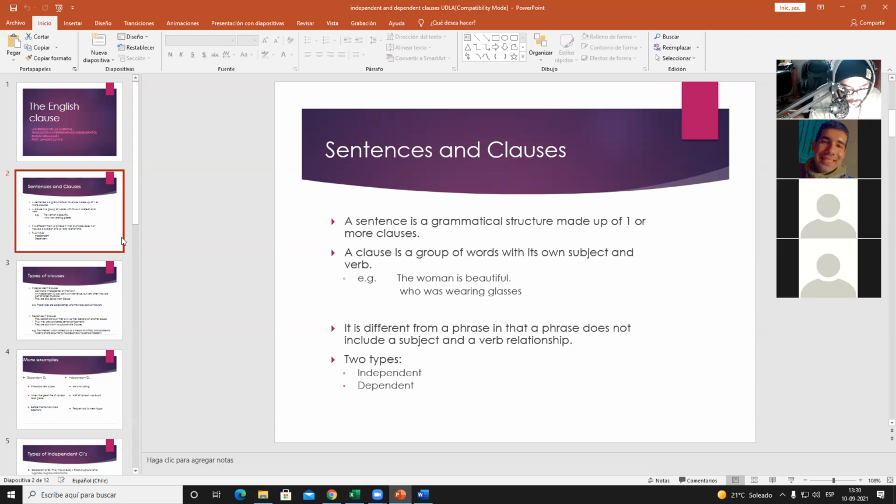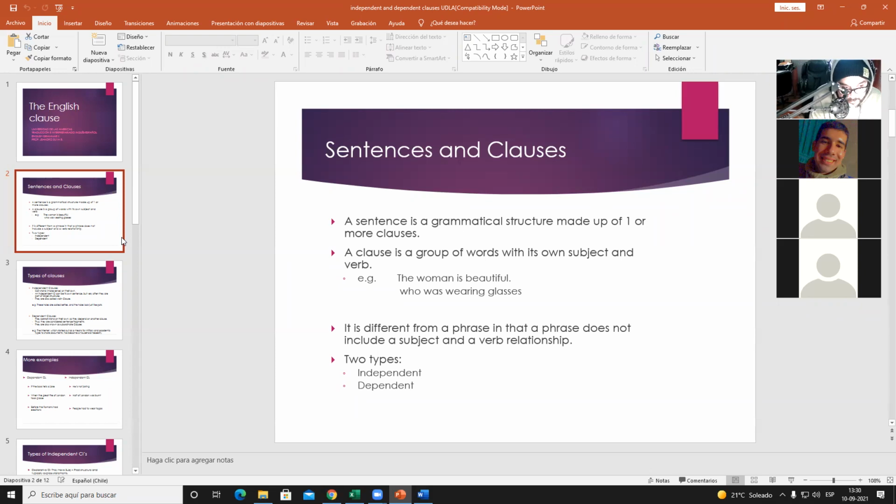So the example, the woman is beautiful, then what I see is a simple sentence created by one clause. That clause is created by phrases. The phrases are the woman, the other one is, and the last one, beautiful, right? The second example, who was wearing glasses. I can see another clause. In this case, I can't see a sentence. Later on, I'll let you know why. I can see a clause, and this clause is created by phrases. These phrases are who, the other one was wearing, and the final one, glasses, right?